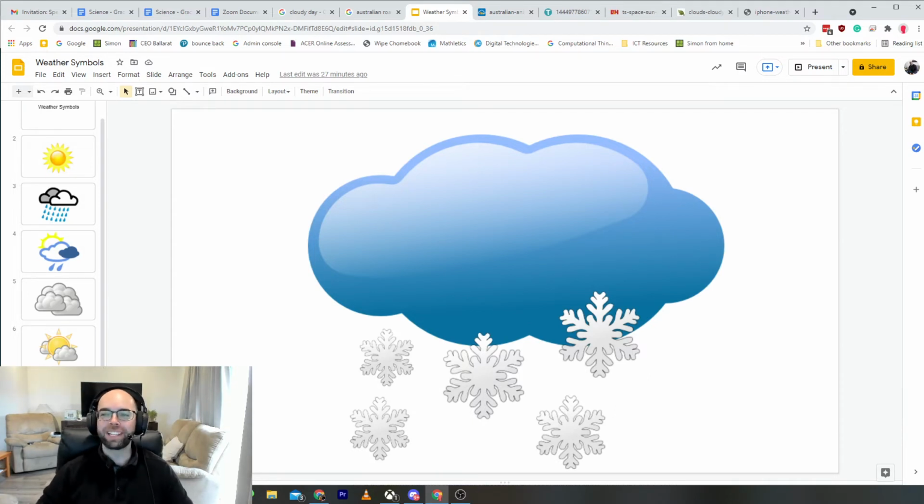This is for a snowy day. Now, we don't have snowy days here in Portland, but lots of places around the world do have snowy days. And this would be a weather symbol for a snowy day. Instead of rain falling out of the clouds, it's snow. Pretty cool.